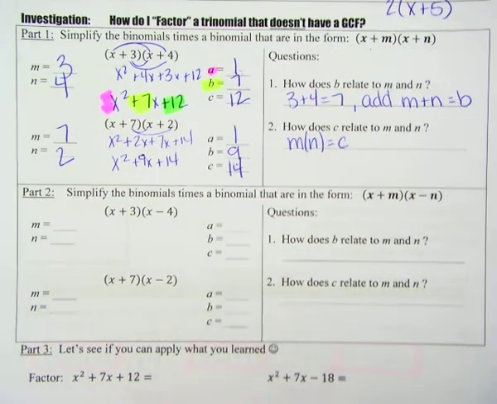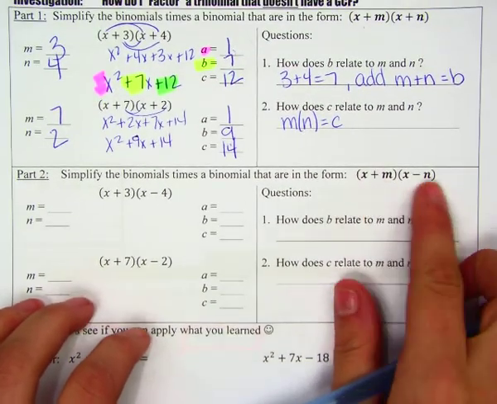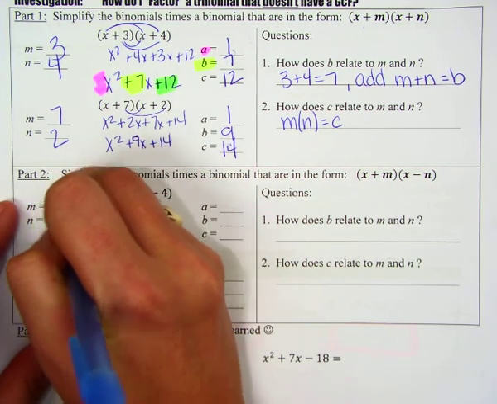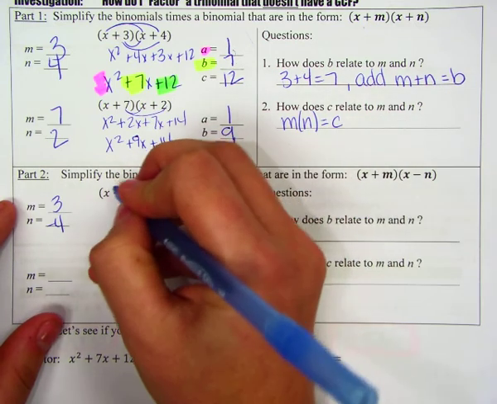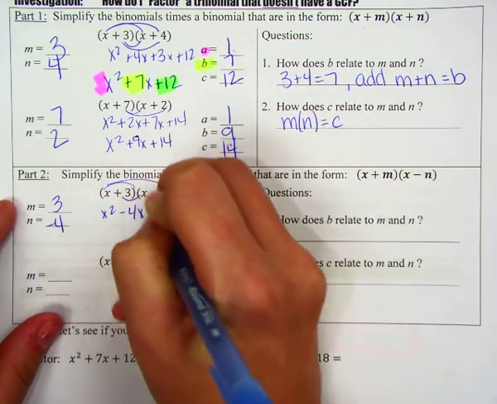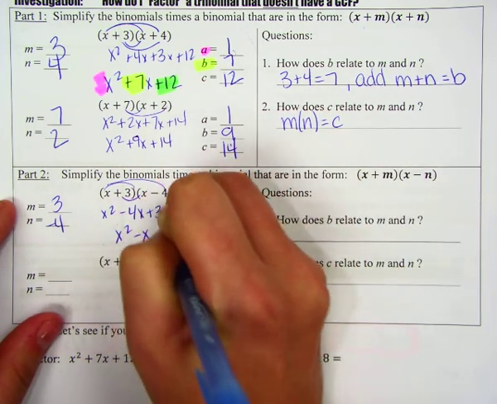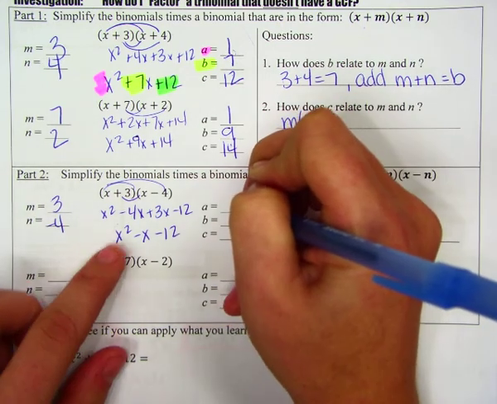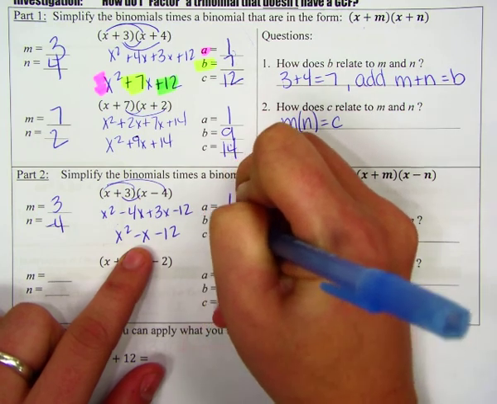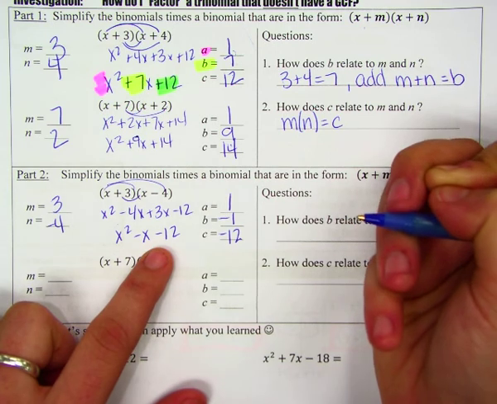Let's double check it down here. Simplify the binomial times a binomial that are in this form. So now instead of both adding, this one's subtracting. M is 3, n is negative 4. Let's multiply. Let's FOIL, if you will. Minus 4x plus 3x minus 12. So x squared minus x minus 12. A is the coefficient of x squared, 1. B is the coefficient of x, negative 1. C is the constant, sorry, which is negative 12.